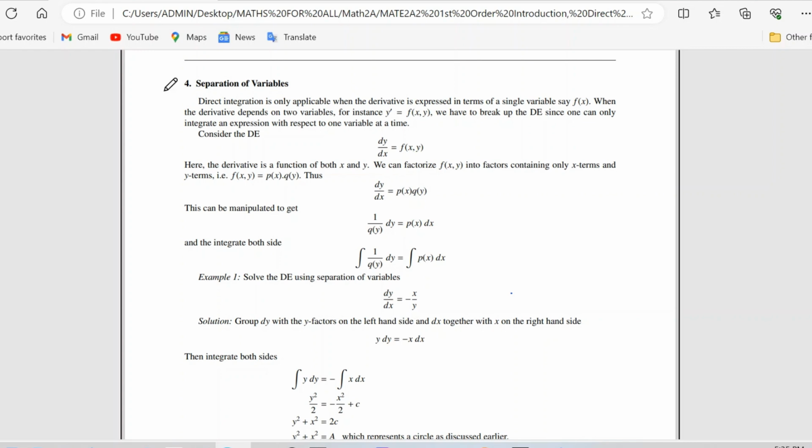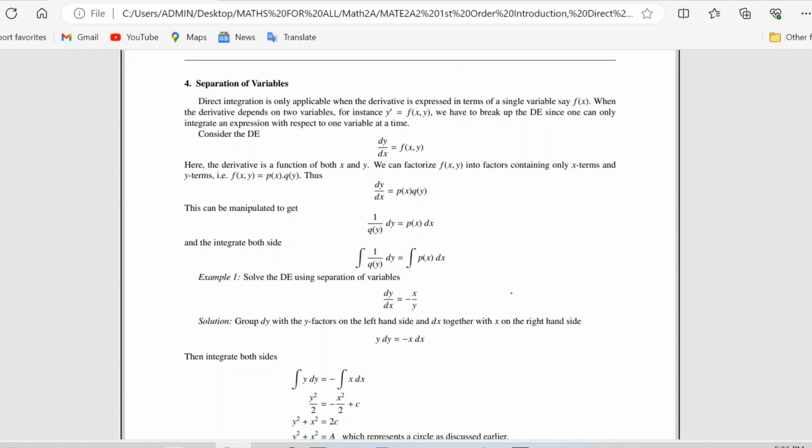Now, direct integration is only applicable when the derivative is expressed in terms of a single variable, say f of x. When the derivative depends on two variables, for instance, y prime is equal to f of x and y, we have to break up the DE, since one can only integrate an expression with respect to one variable at a time. Remember, in direct integration, you only have dy over dx is equal to f of x, or dy over dx is equal to f of y. It's only applicable when we are dealing with a single variable.